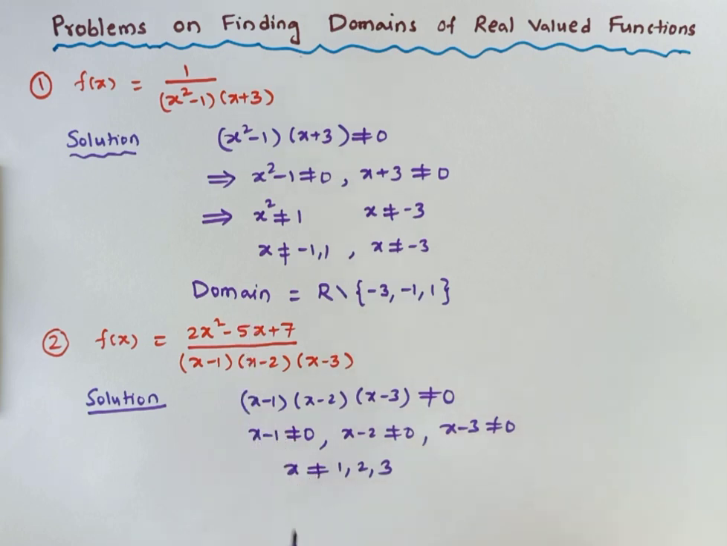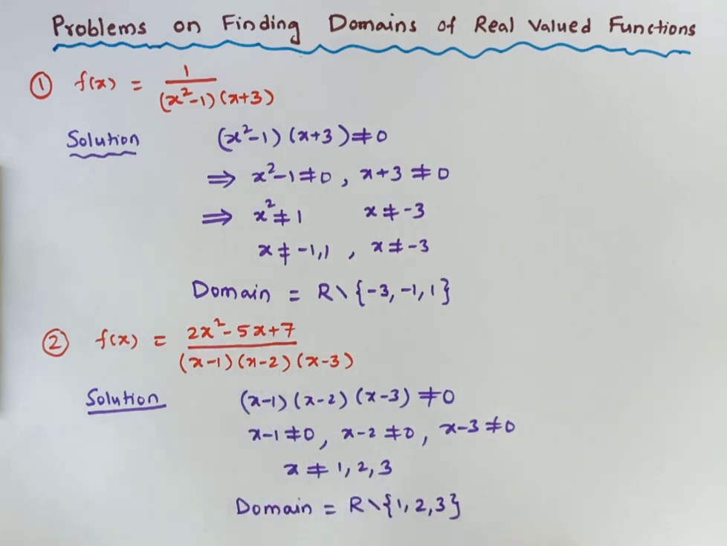Anything divided by 0 is undefined. So finally, the domain of this given function is defined for all real numbers except 1, 2, 3. So this is defined for all values except 1, 2, 3.